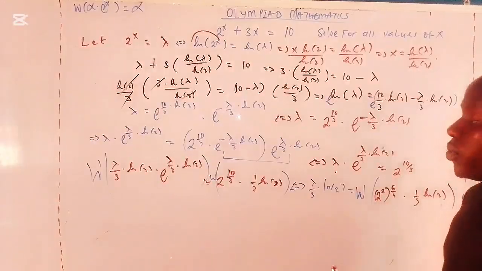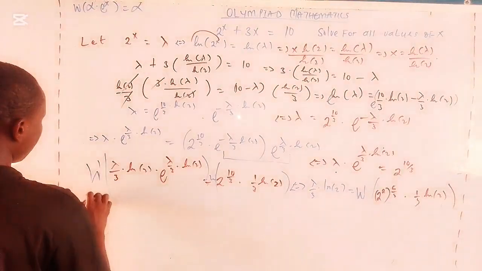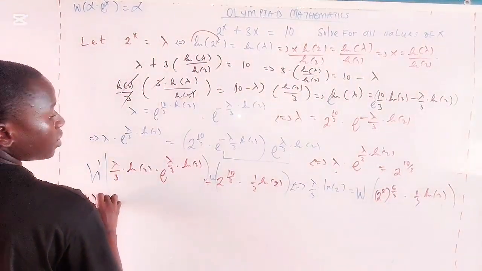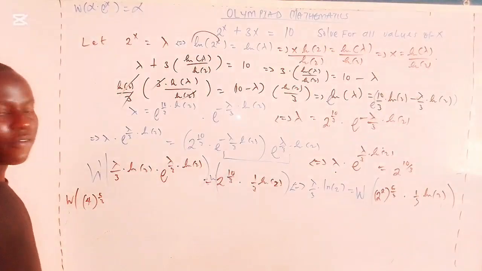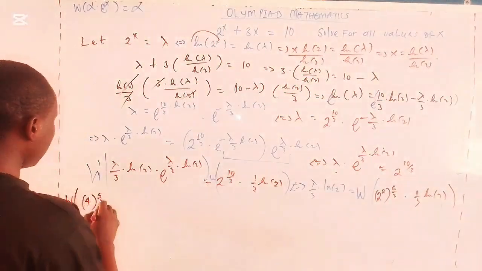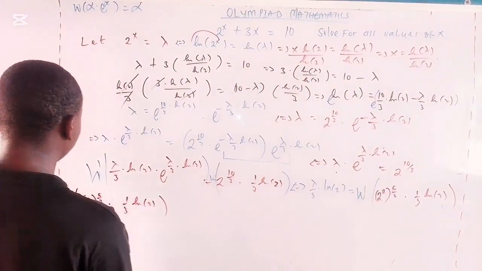So 2 raised to the power of 2 will give us 4. Take note of that. So we have 4 raised to the power of 5 over 3. Okay, so don't forget the Lambert W function. So we have 4 raised to the power of 5 over 3. Then multiply by 1 over 3 multiplied by natural log of 2.